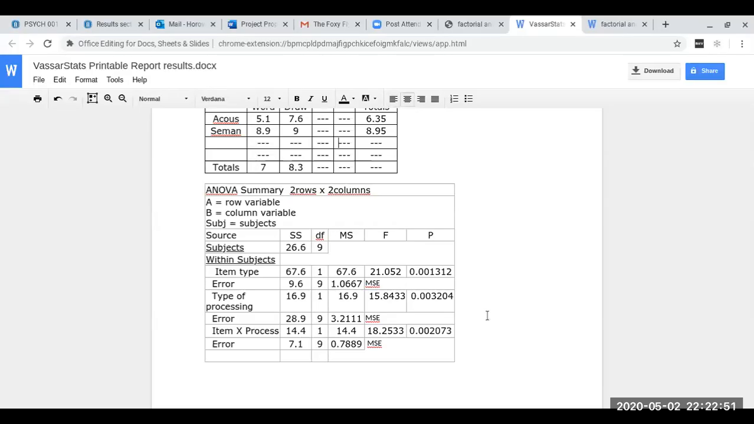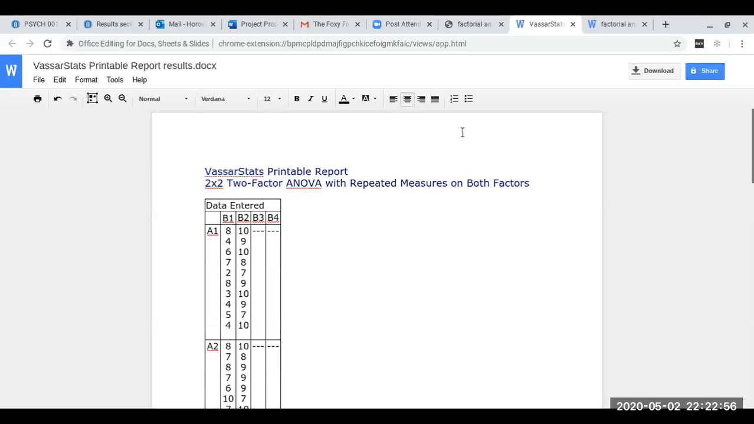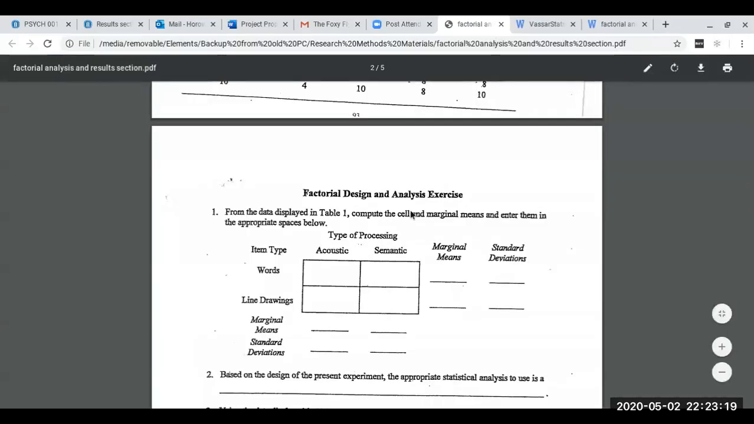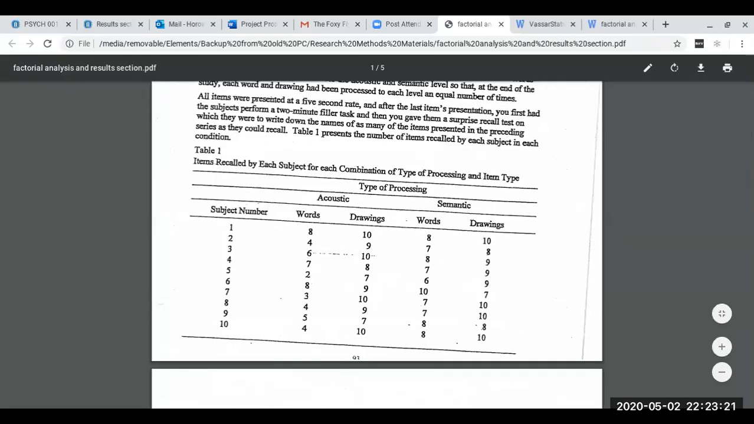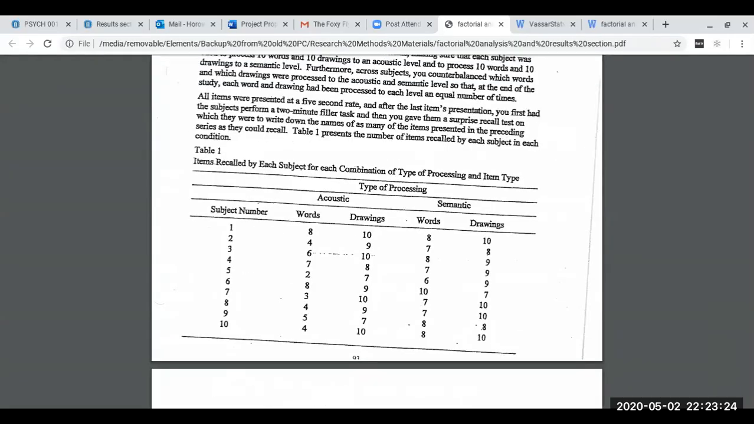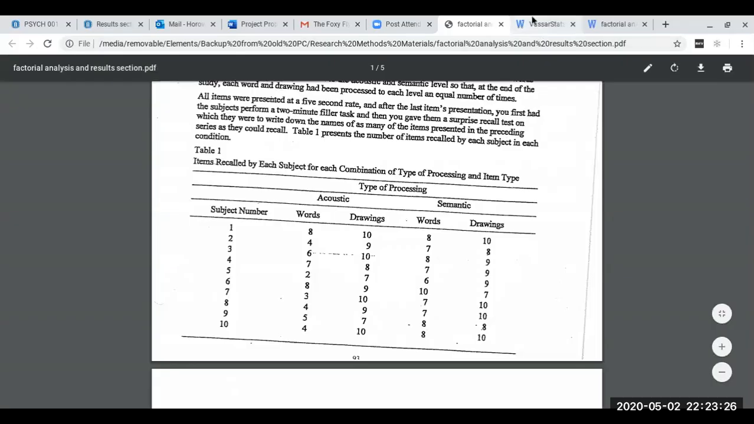I need to go all the way back up to the top. So basically, with a factorial design, the type of statistical analysis we use is what's called a two-way ANOVA, and ANOVA stands for analysis of variance. We're looking at the variance of all the groups. What I wanted to show you was that I took these numbers up here, 8, 4, 6, 7, 2, 8, 3, 4, 5, 4, right? And I entered them separately into each group.